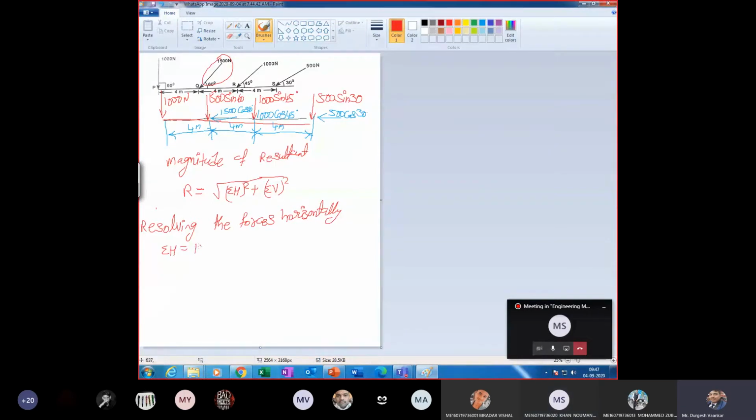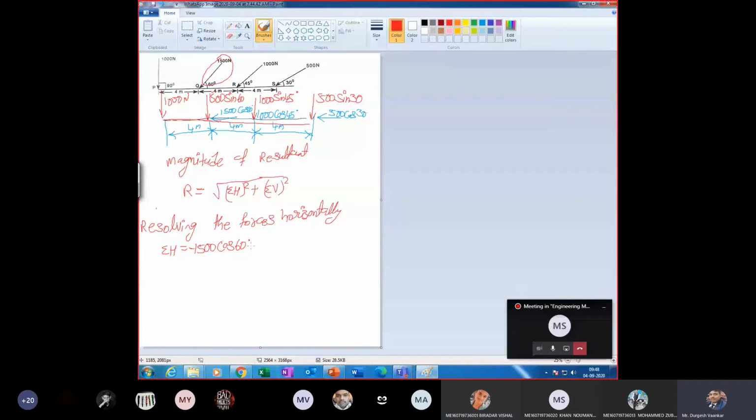1500 cos 60. Is it correct? Yes, sir. No, wrong. Tell me. Minus, sir. Very good. Negative sign, because it is going in the negative x direction.